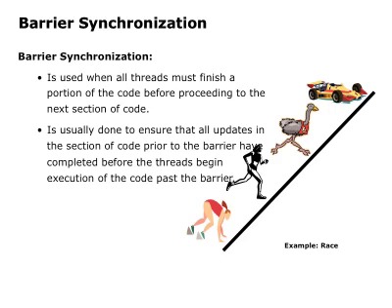It is usually done to ensure that all updates in the section of code prior to the barrier are complete before the threads begin execution past the barrier.